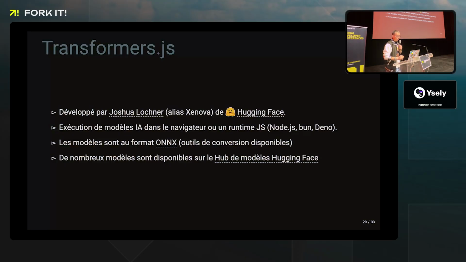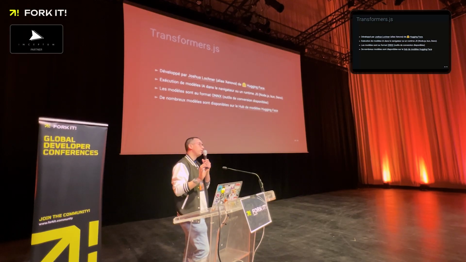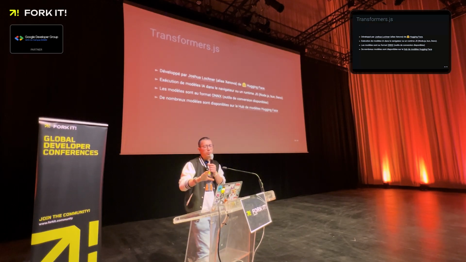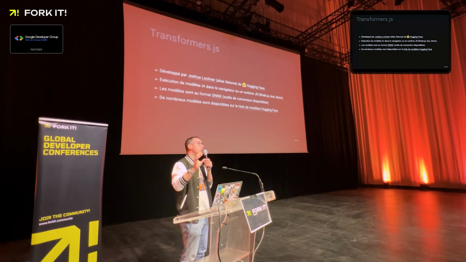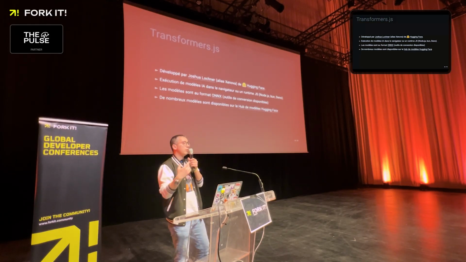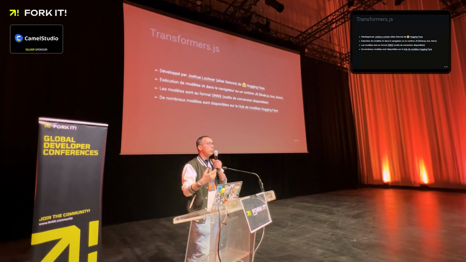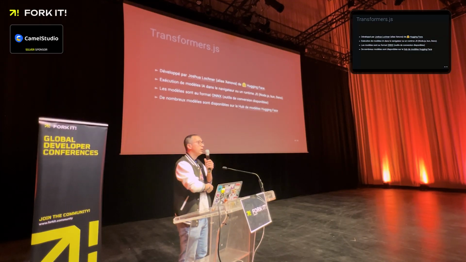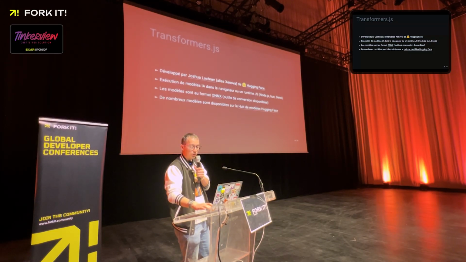You can use it. So what is Transformers.js? It's just a library that allows you to run AI models directly in the browser. And since it's JavaScript based, you can also run them in Node.js, Bun, and so on. So it has this additional feature. One particular thing is that the models are in a special format called ONNX, meaning that if the model that you want to use is not in this format, you need to convert it. But there are tools available. And there are many, many models available on the Hugging Face website. As you know, Hugging Face is a huge database for AI models.